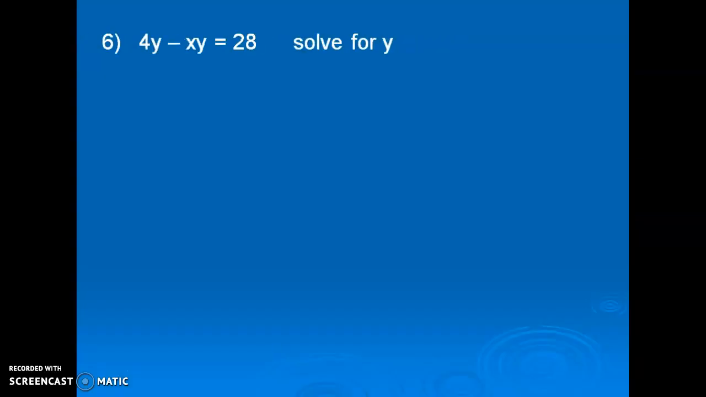Let's try another one of those. You might want to pause the video and try this on your own. But our first step is to use the distributive property backwards. So we're going to pull that y out of both terms. Again, notice if I multiplied it back in, I would have what I started with. And then we're going to divide both sides by 4 minus x.